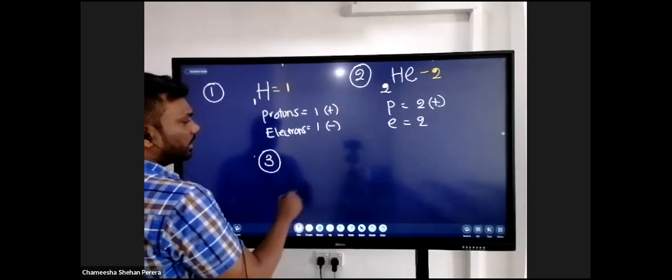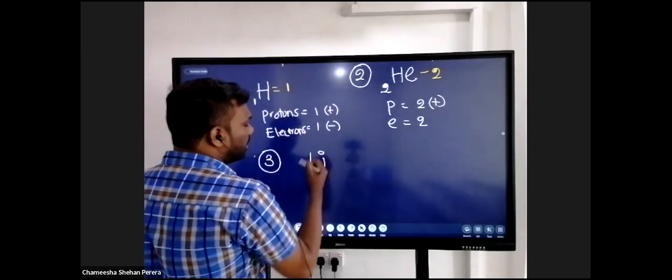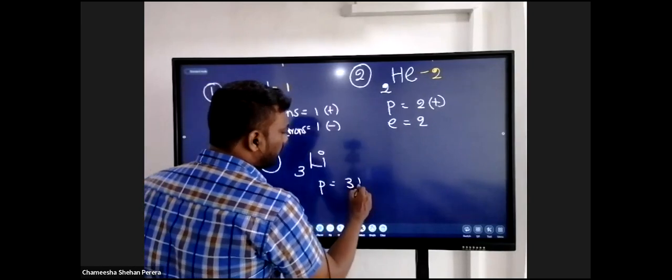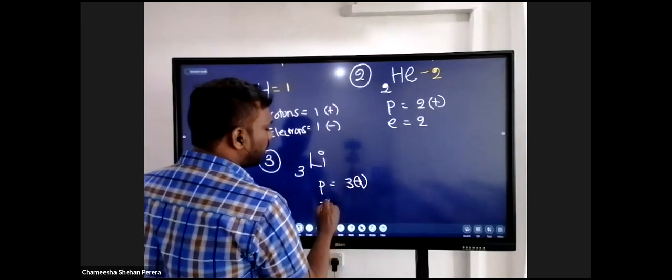Third element, the atomic number 3, is lithium. Lithium's atomic number is 3. So then proton number should be what? 3. So it's a neutral atom. So then electron number also has to be what?